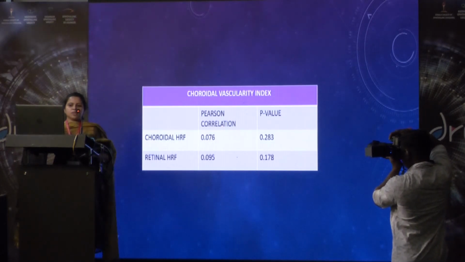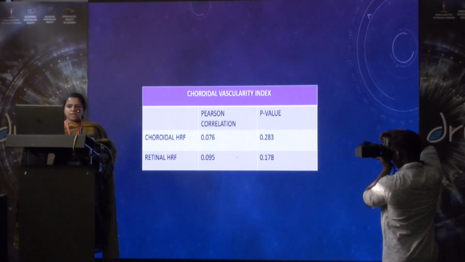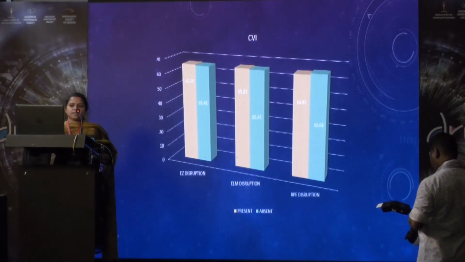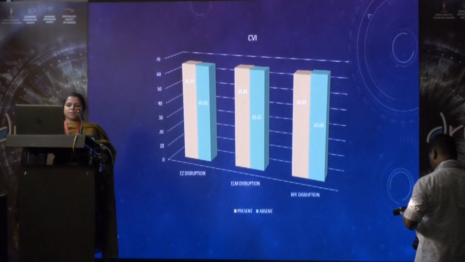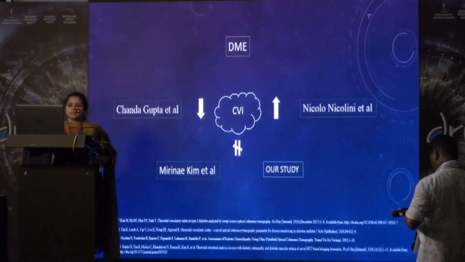On comparing the number of choroidal and retinal hyperreflective foci with choroidal vascularity index also, no significant association was found. And the outer retinal factors like ellipsoid zone disruption, ELM, and RPE disruption were also not influenced by the choroidal vascularity index. Now to the discussion.